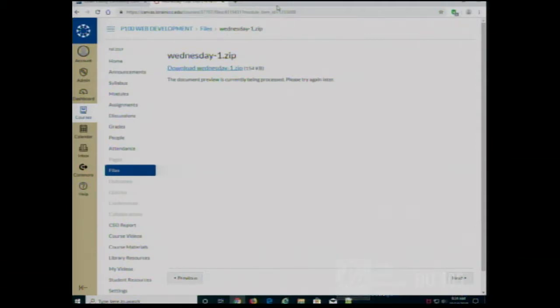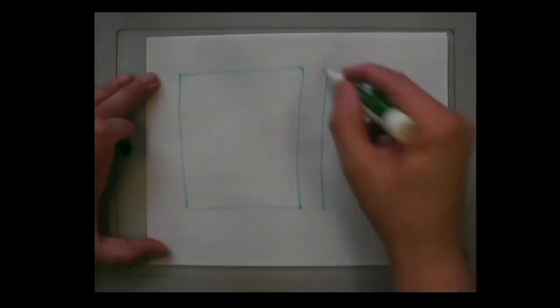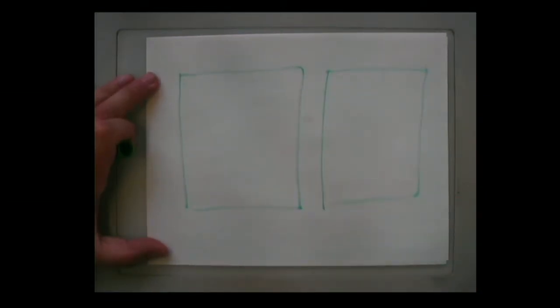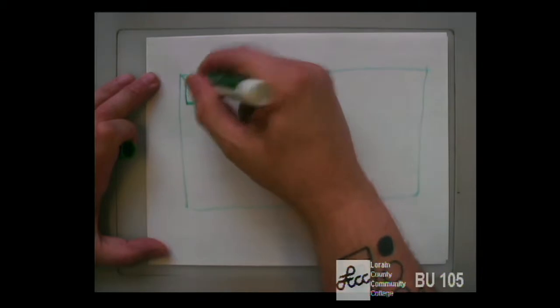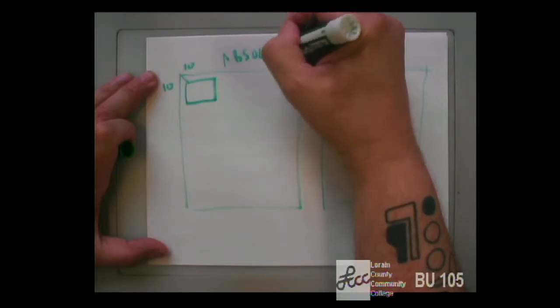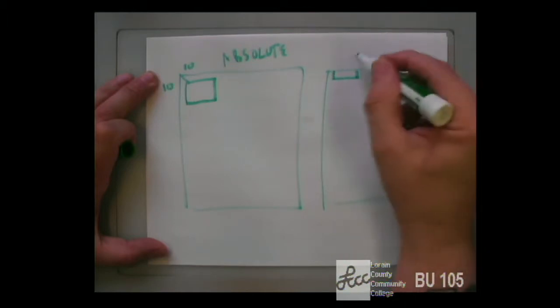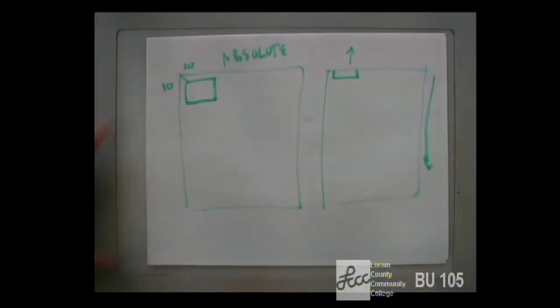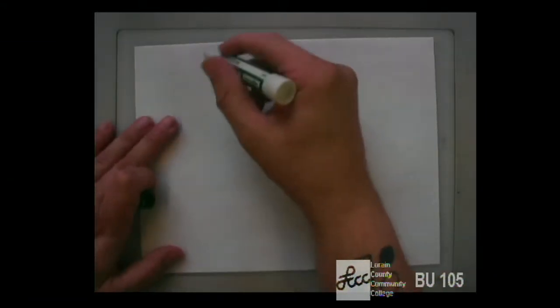Absolute positioning is absolute to the top of the page. So if I put something at 10 from the top, 10 from the left, and I use absolute, if I scroll down, that's going to go off the page. All right? Fixed positioning is based on the top of the window.